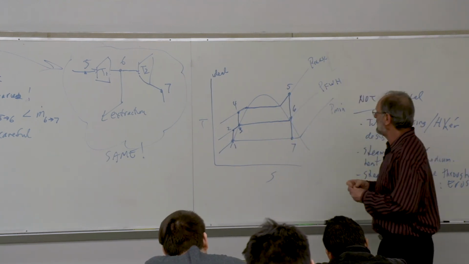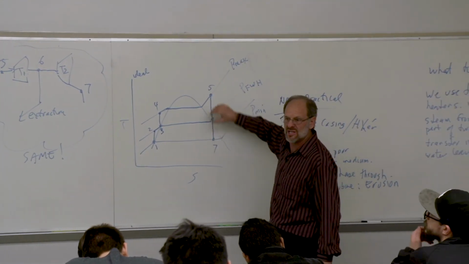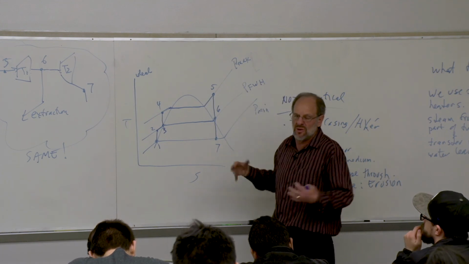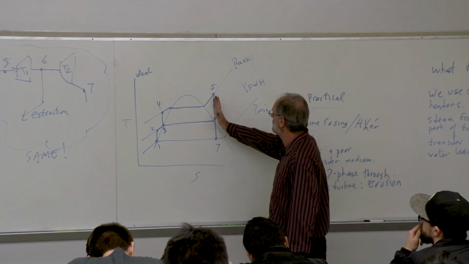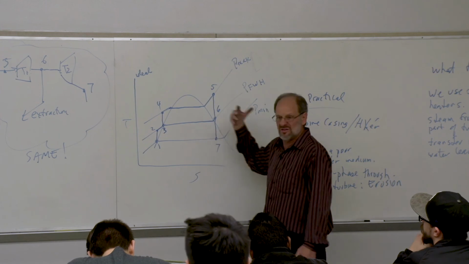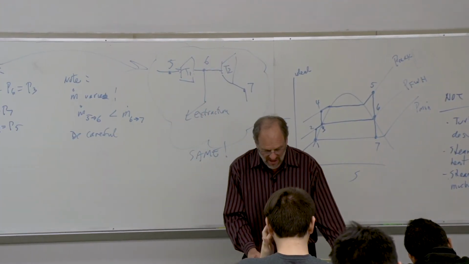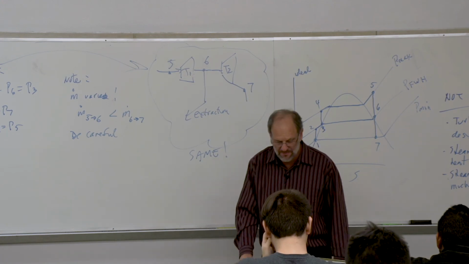Now, again, like all cycles, I don't know exactly where points 4, 5, and 6 are. I've shown these as if 5 and 6 are superheated and 7 is two-phase, but we don't know that for sure, right? It just depends on the individual problem. 5, 6, and 7 could all be two-phase. They could all be superheated. It really doesn't matter, at least from an analytical point of view, it doesn't matter at all.